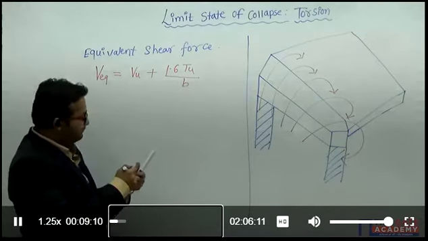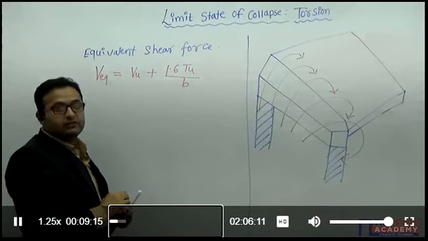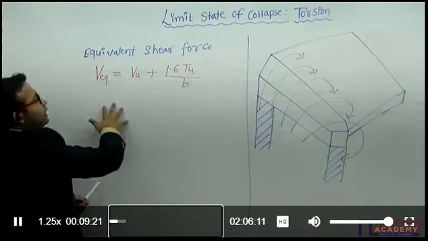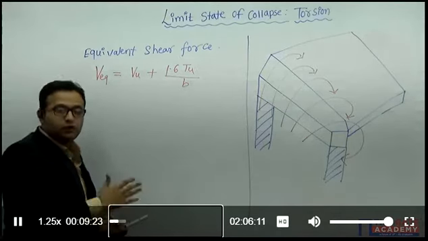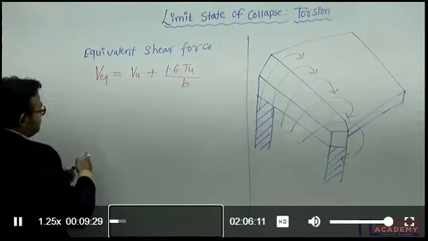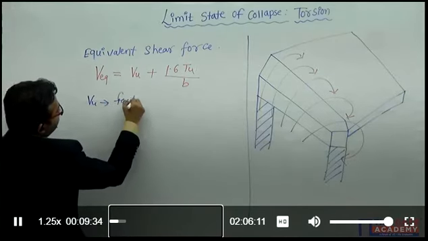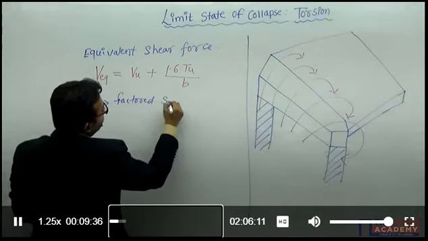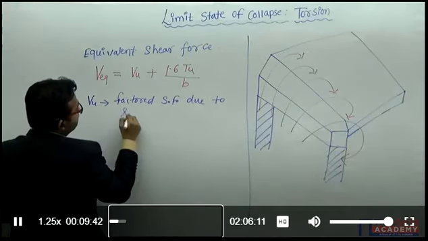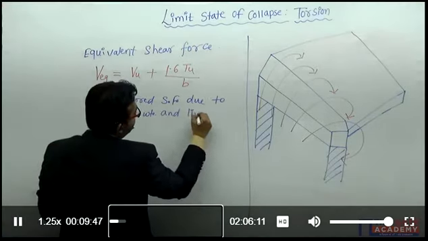So here I can say this 1.6 TU by B is the shear force due to the torsion, and this complete is your equivalent shear force due to the dead load, live load as well as the torsional moment. Right. So here I am going to write VU is the factored shear force due to self weight and live load.